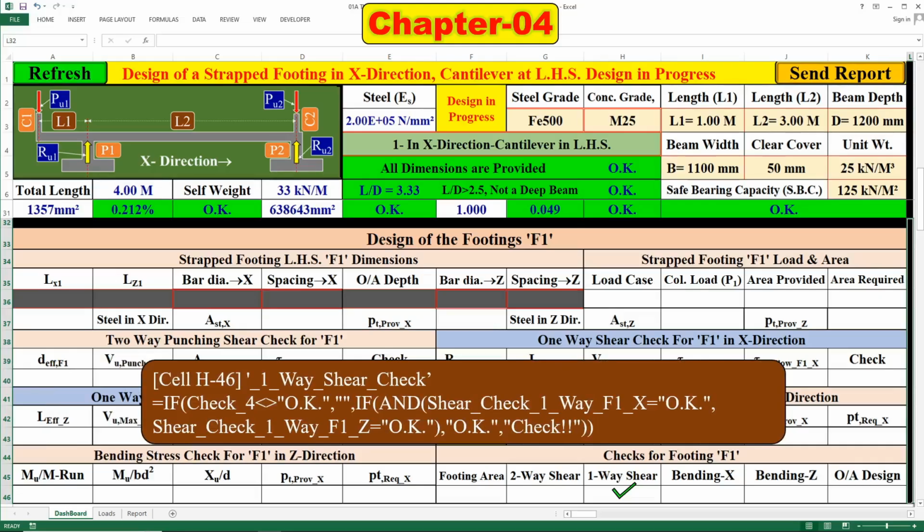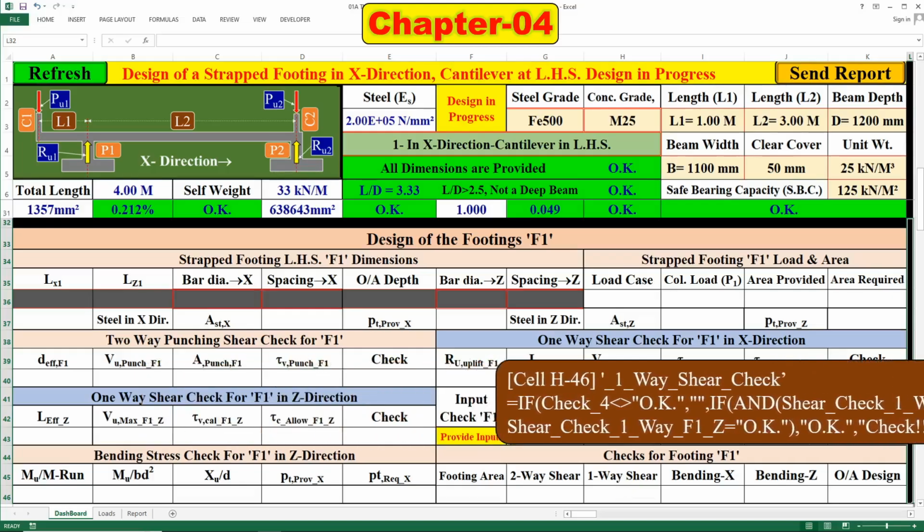Next item is check for one-way shear in cell H46. The defined name of the cell is _1_way_shear_check. For this check, Excel will first check _4. If it does not find check_4 equal to OK, this cell will remain blank. Next it will check shear_check_1_way_F1_X and shear_check_1_way_F1_Z. If it finds both the checks are OK, it will say OK, otherwise, it will say check.